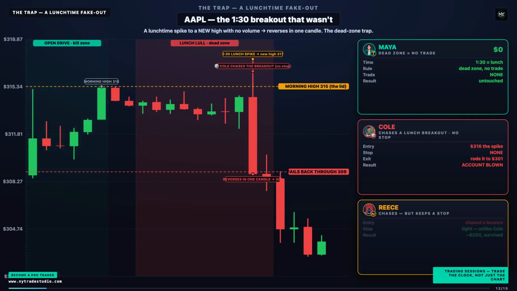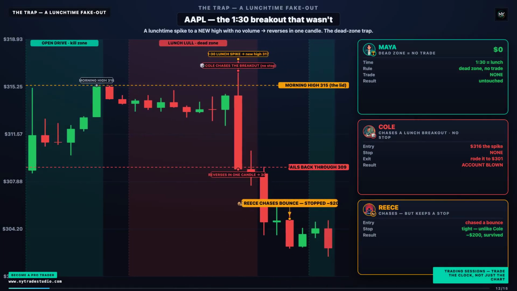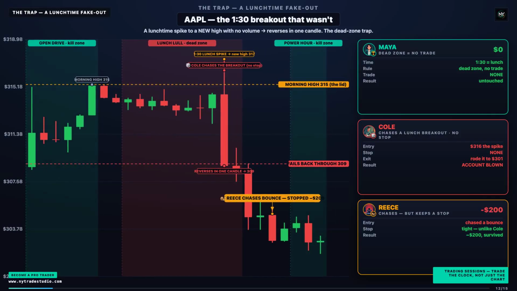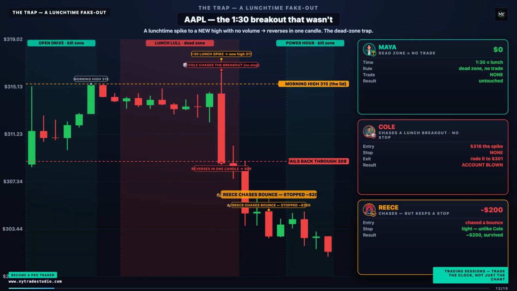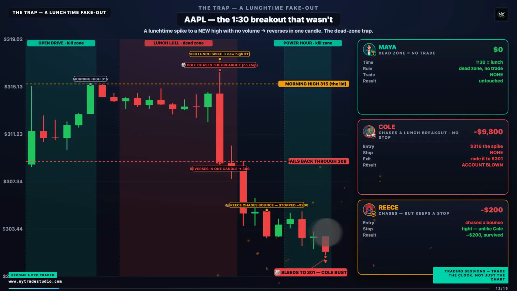Reece grabs the afternoon bounce, the same greed, but he keeps a tight stop, so when it fails the fake costs him only a couple hundred dollars. And Cole, with no stop, rides it all the way down as Apple bleeds into the close, 301. One lunchtime trade, in the window he should never have touched, and his account is gone. So burn this in, it is not just the setup, it is the clock. Trade the loud windows and never ever trade the dead one.